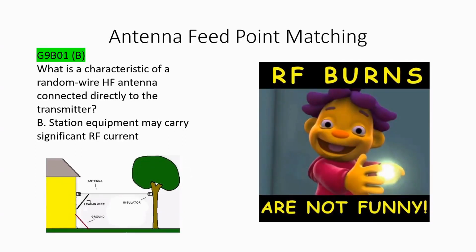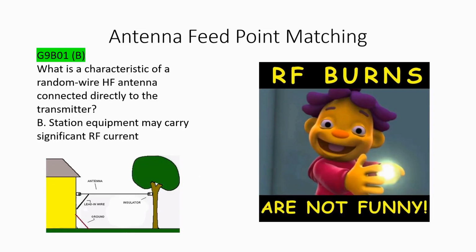We're going to go into matching a little bit further, but the first thing I want to point out is you can have a really bad antenna. One of your questions is, what is the characteristic of a random wire HF antenna connected directly to the transmitter? Well, I have a question for you. Where is the random wire resonating? It's random. You don't know where you're connected to that antenna.